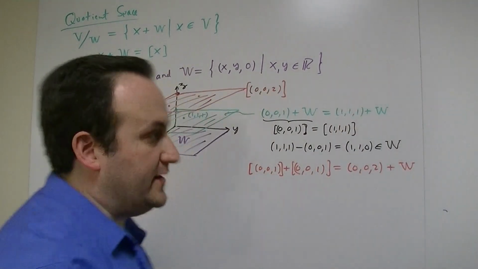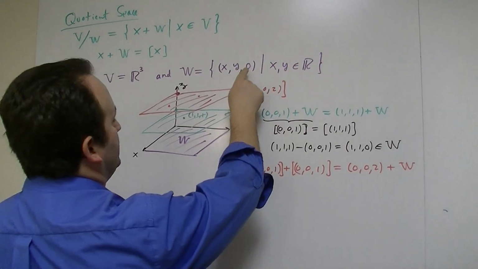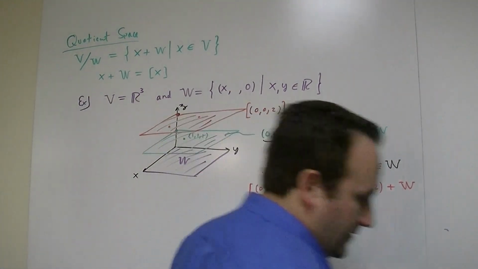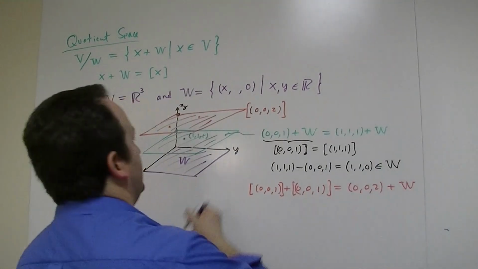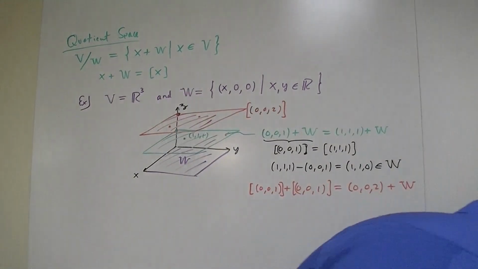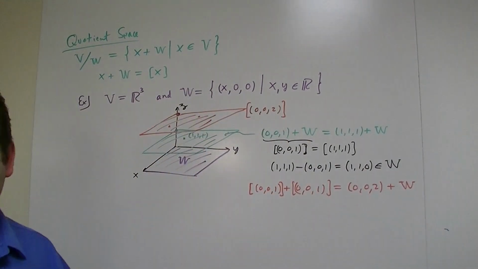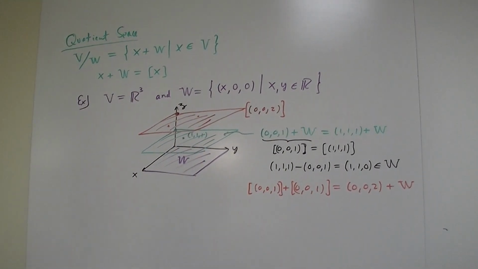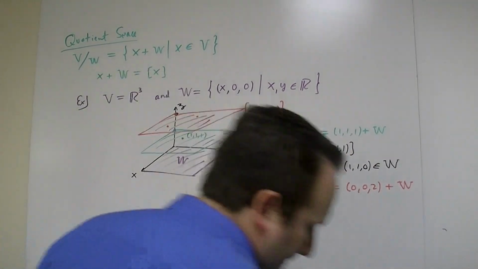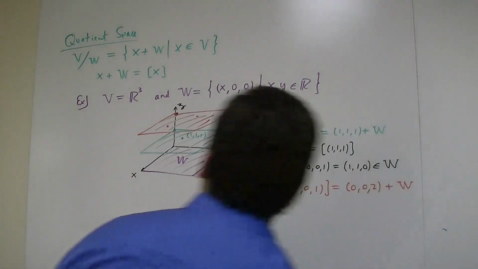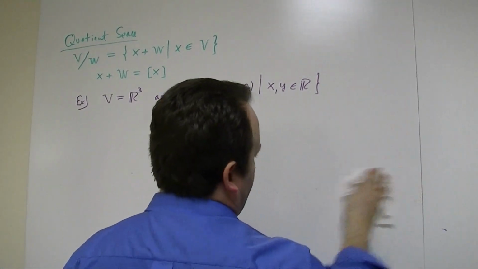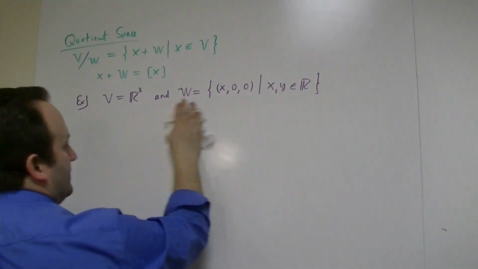Now, what would happen if I instead took W equal to, say, (x, 0, 0)? What would the difference there be? Suppose I do that instead. Then what is it? The line. Yeah, that's a line. What kind of line is it? It's along the x-axis. It'd be a line.